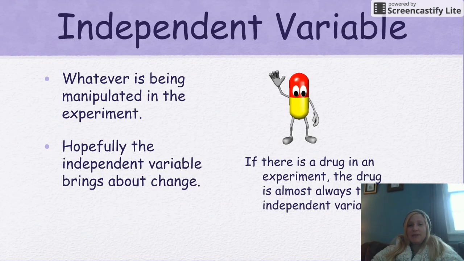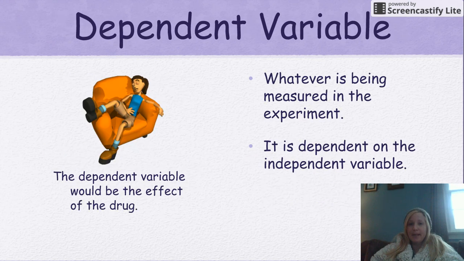Okay. Independent variable, again, super crucial. I have some application questions on our midterm. The independent variable is whatever researchers are manipulating in the experiment, and they're hoping that some kind of change in the independent variable will bring about change in the dependent variable. If there's a drug in the experiment, the drug is 99.9999% of the time the independent variable because that's what you're changing to see the result in a study.